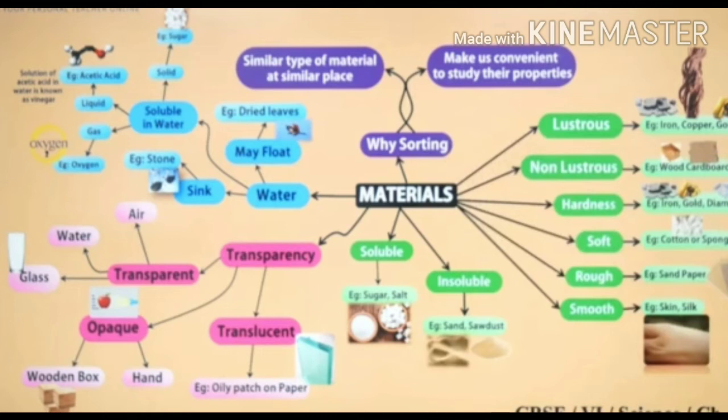Next, what type of materials will sink in water? Materials which are heavier than water will sink. Example, stone. Next we have solubility. Some materials are soluble in water, that means they easily dissolve in water.